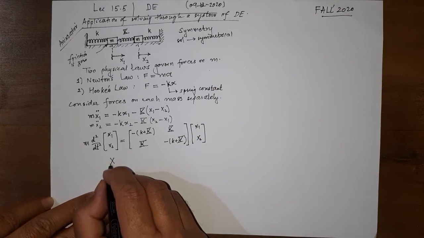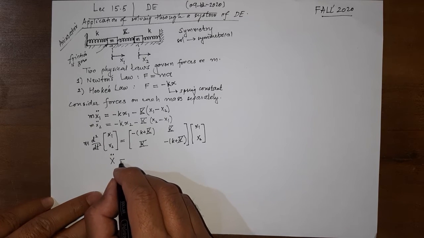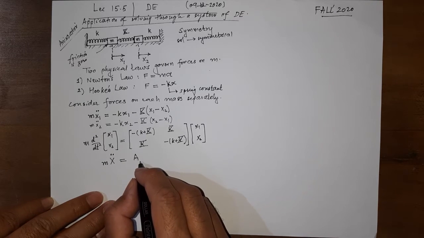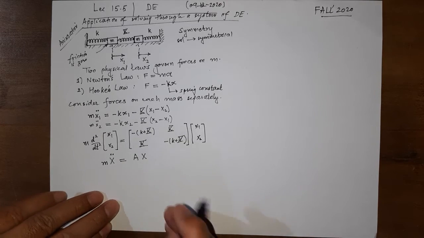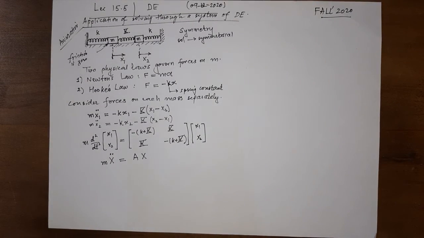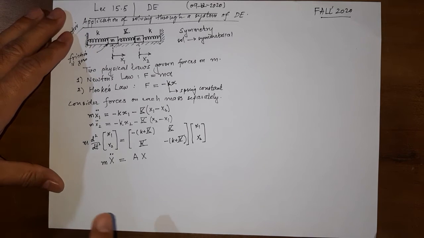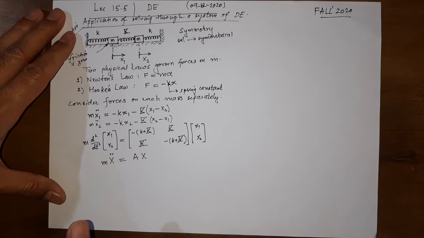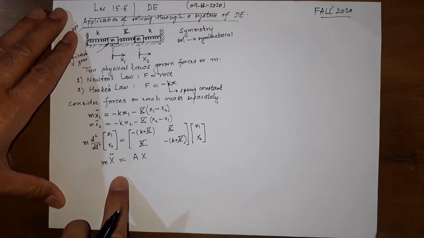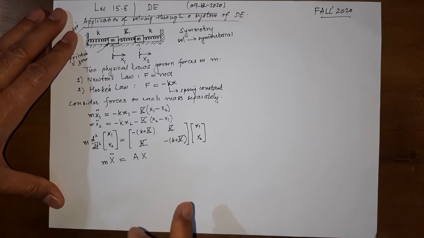So we can see that we can write this in matrix form as m x double dot equals capital A, the 2 by 2 matrix, times x. While we have seen how to solve a system of first order homogeneous linear differential equations, this is a system of second order homogeneous linear differential equations, but the method to solve this is similar.